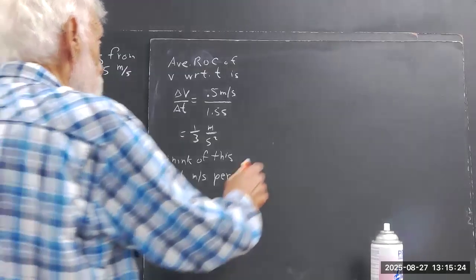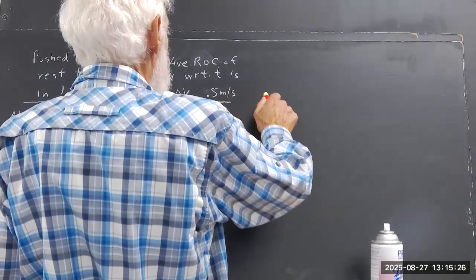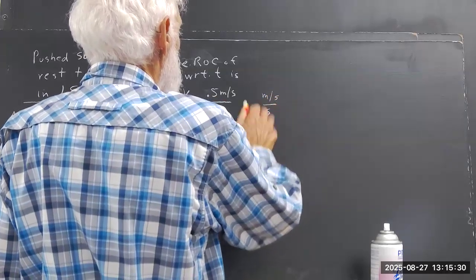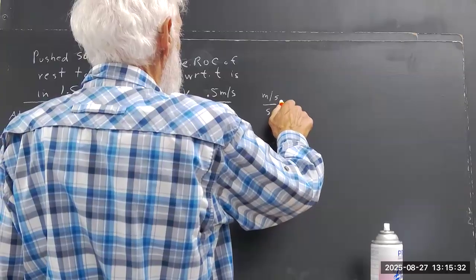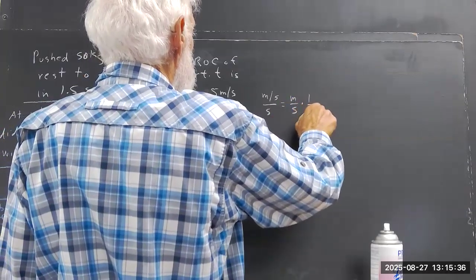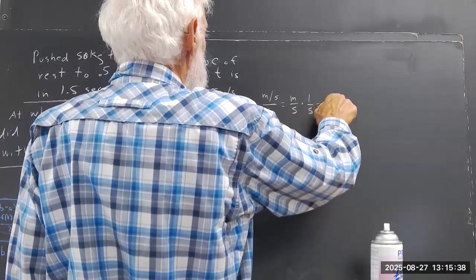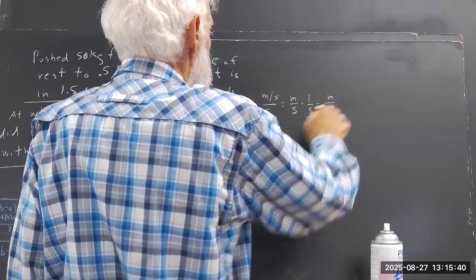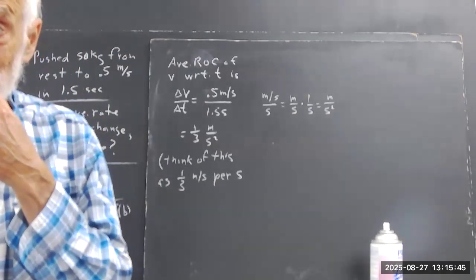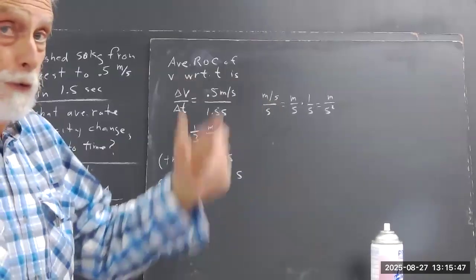So I'm just going to write it out for you. Meters per second over seconds is meters over seconds times reciprocal seconds, which is meters over seconds squared. Okay? That makes sense? That's just rules of fractions.